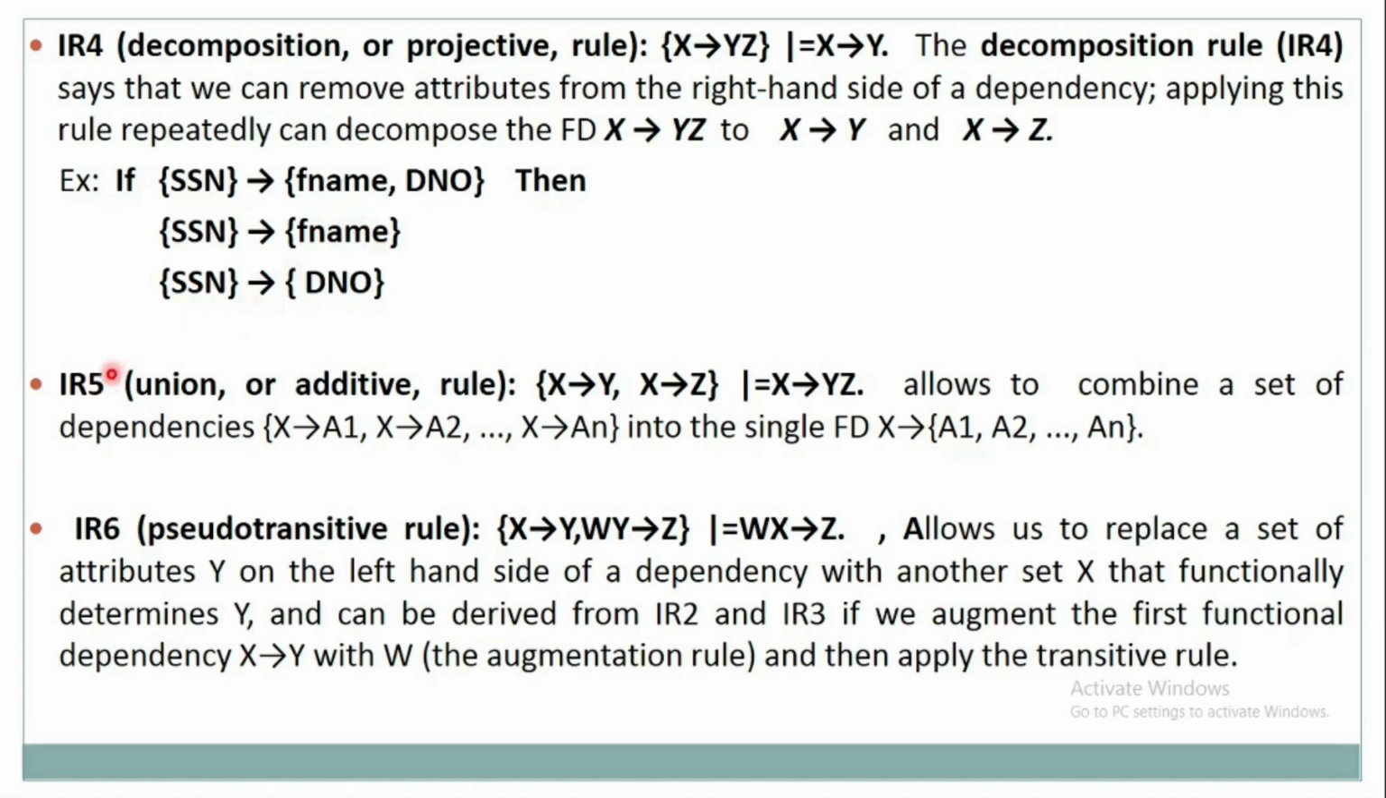The fifth rule is the union or additive rule. If I have two functional dependencies, X determines Y and X determines Z, we can combine them to form X determines YZ. It allows us to combine a set of dependencies into a single functional dependency. As you can see here, we have multiple dependencies formed into a single functional dependency. The last one is the pseudo-transitive rule. If X determines Y and WY determines Z, then WX determines Z.